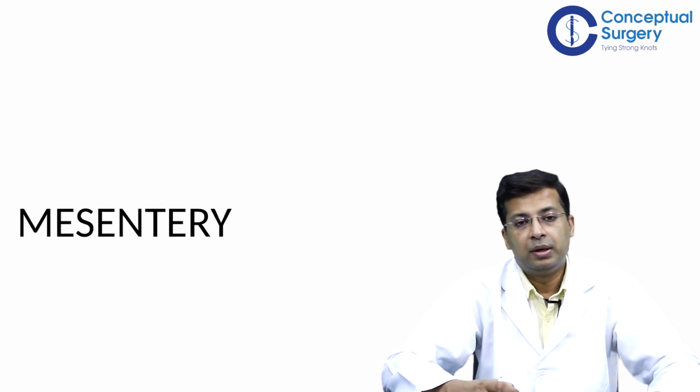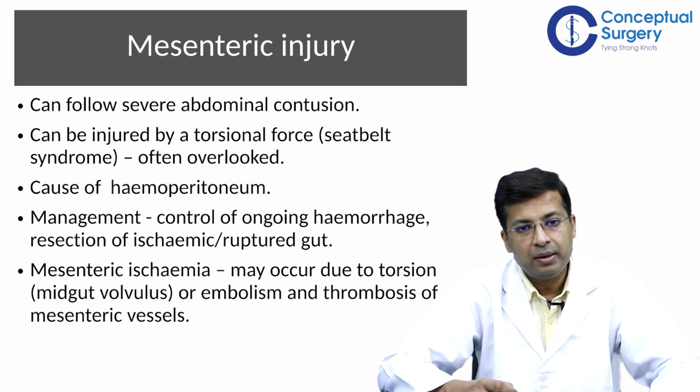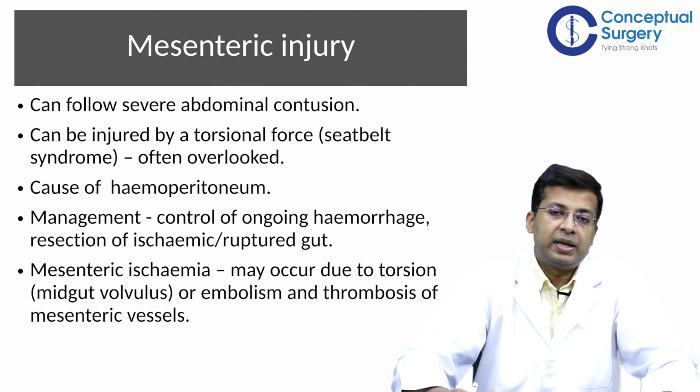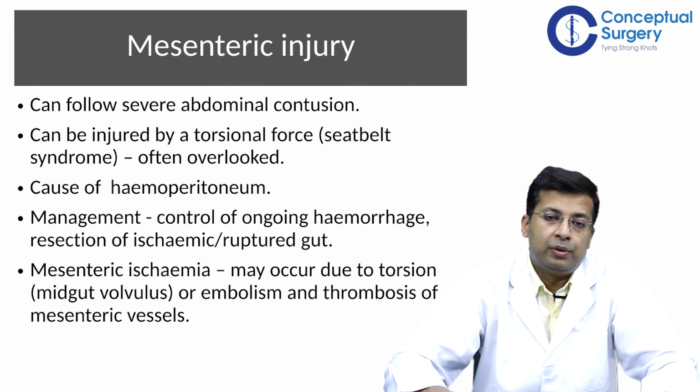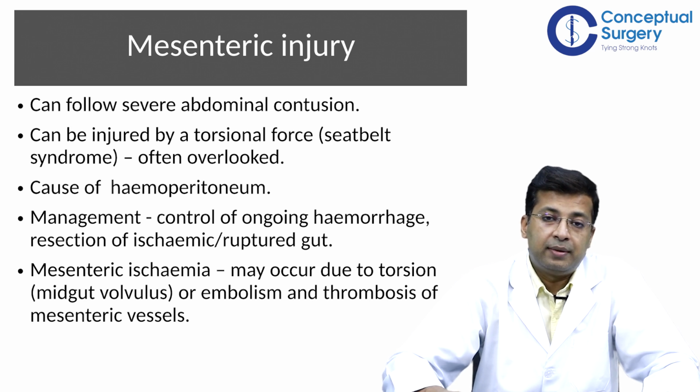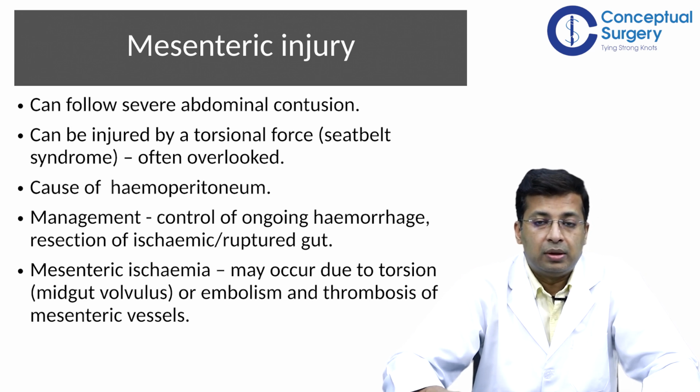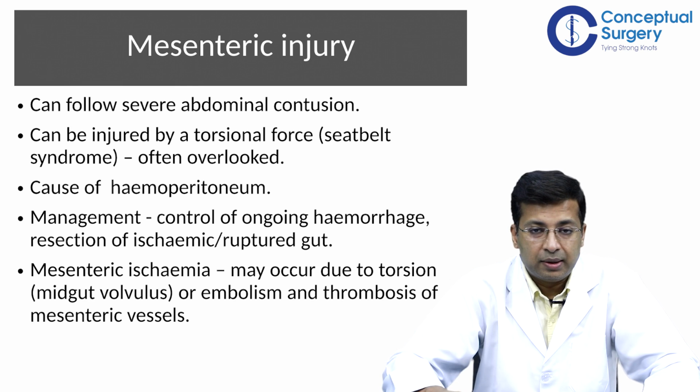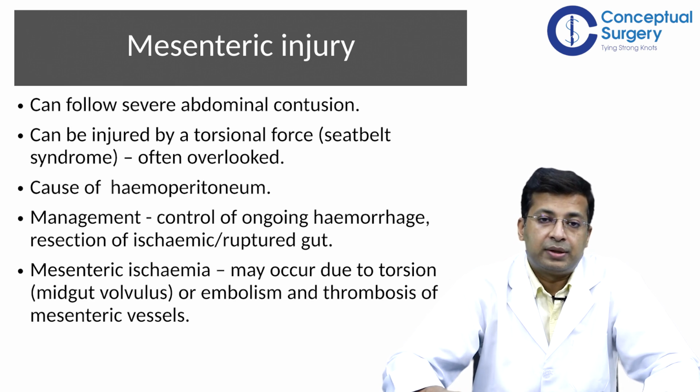Next, we come on to the disorders which affect the mesentery. So, the first one is mesenteric injury, and we all know that the mesentery is a very common organ which is affected in blunt trauma of the abdomen, and it can also be affected in penetrating trauma. So, both blunt trauma as well as penetrating trauma can be the causative factors for mesenteric injury. It is a very important cause of hemoperitoneum besides the injury of solid organs like liver and spleen.